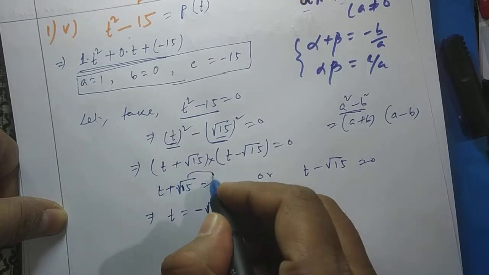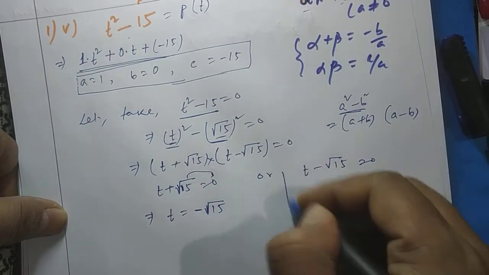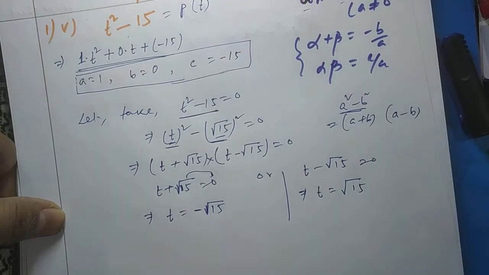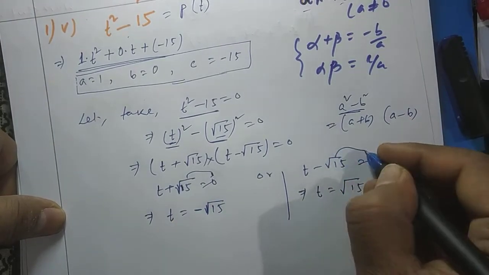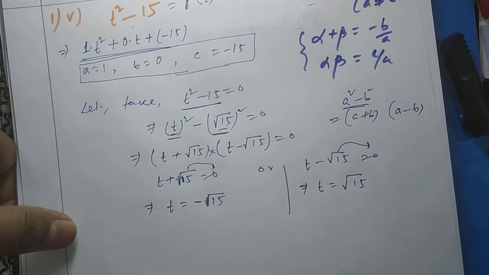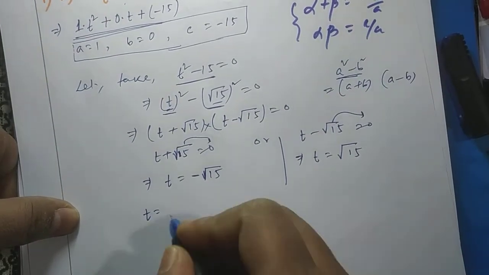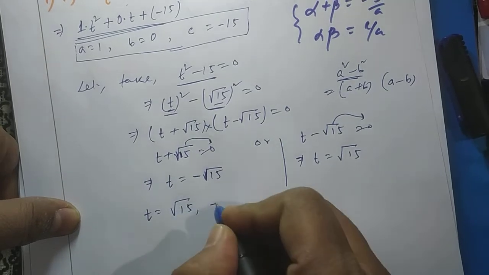Let us take this one on the right hand side. Similarly here we get t = √15. Similarly, taking this one on the right hand side. So in this way we have got the two values of t, plus √15 and minus √15.